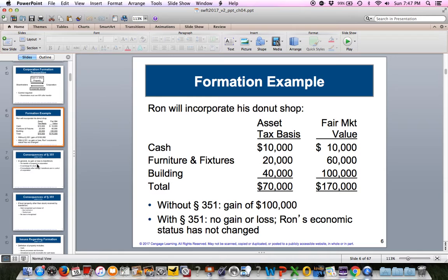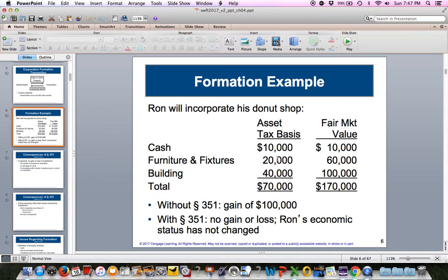And of course what he's doing is valuing those things at their fair market value, because GAAP accounting says we need to value these things at what they're truly worth. And so for GAAP to set up your company, you're going to use a value of $60,000 for the furniture and the building of $100,000, because that's what GAAP says. So the tax basis is just whatever his basis was in those things.